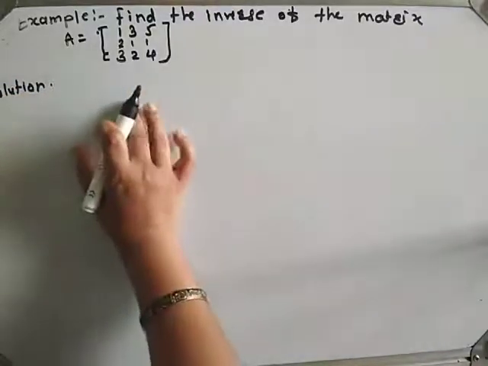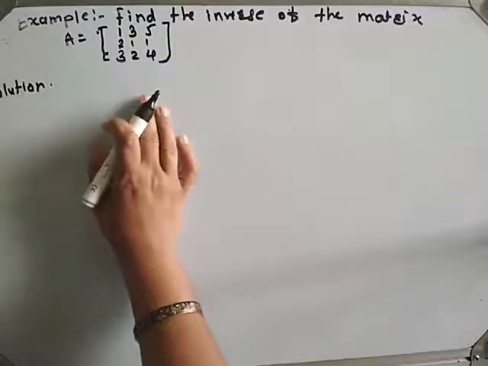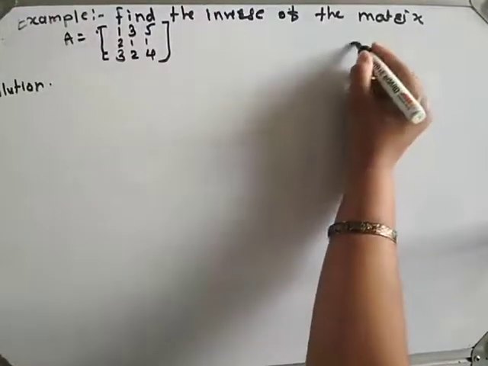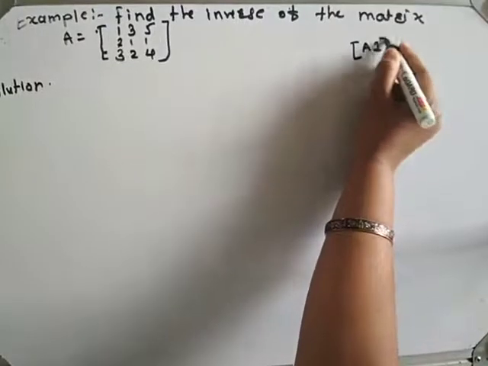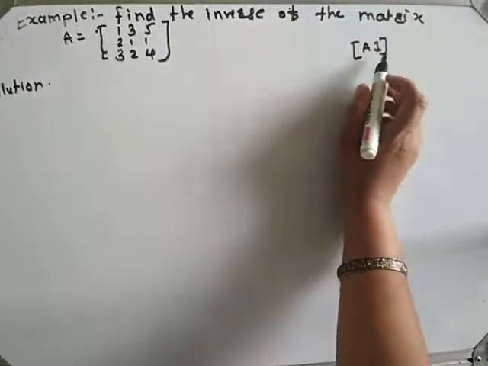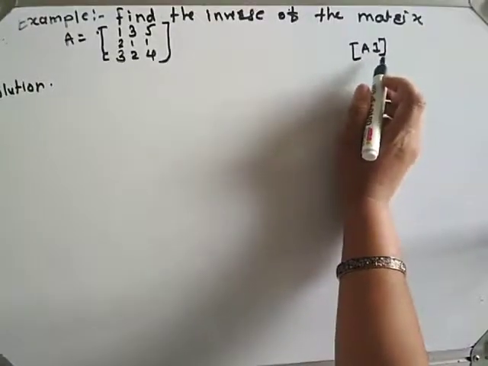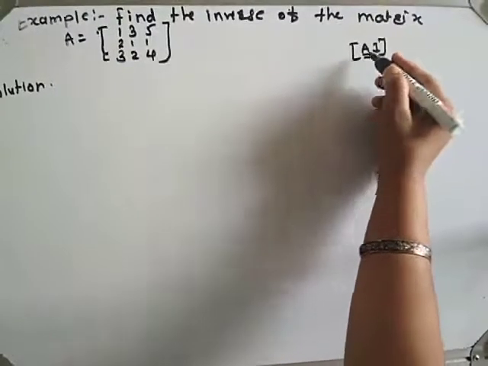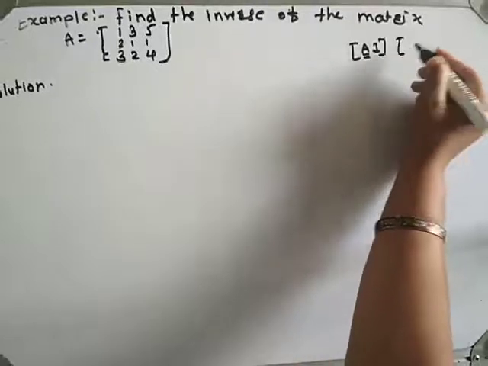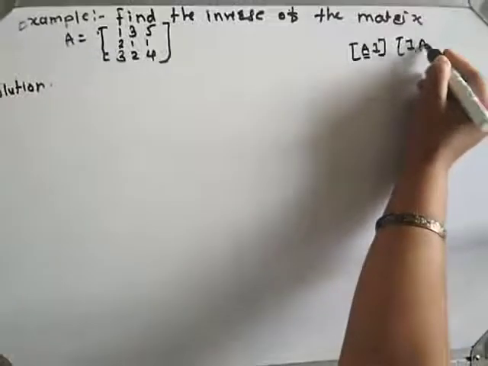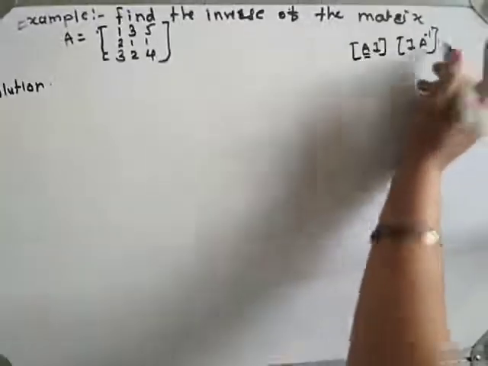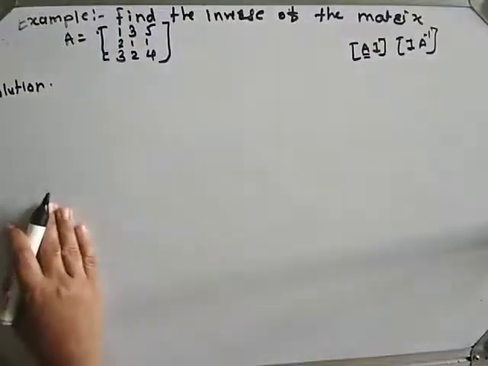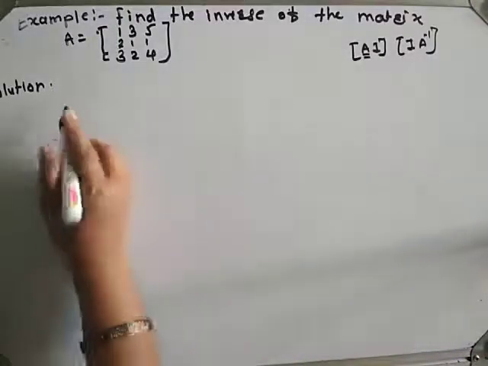Here we have to find the inverse of the matrix. First we have to consider the augmented matrix [A | I], and we have to perform row operations on it. If A is row equivalent to I, then the right side is nothing but A inverse. Okay, we will see step by step.